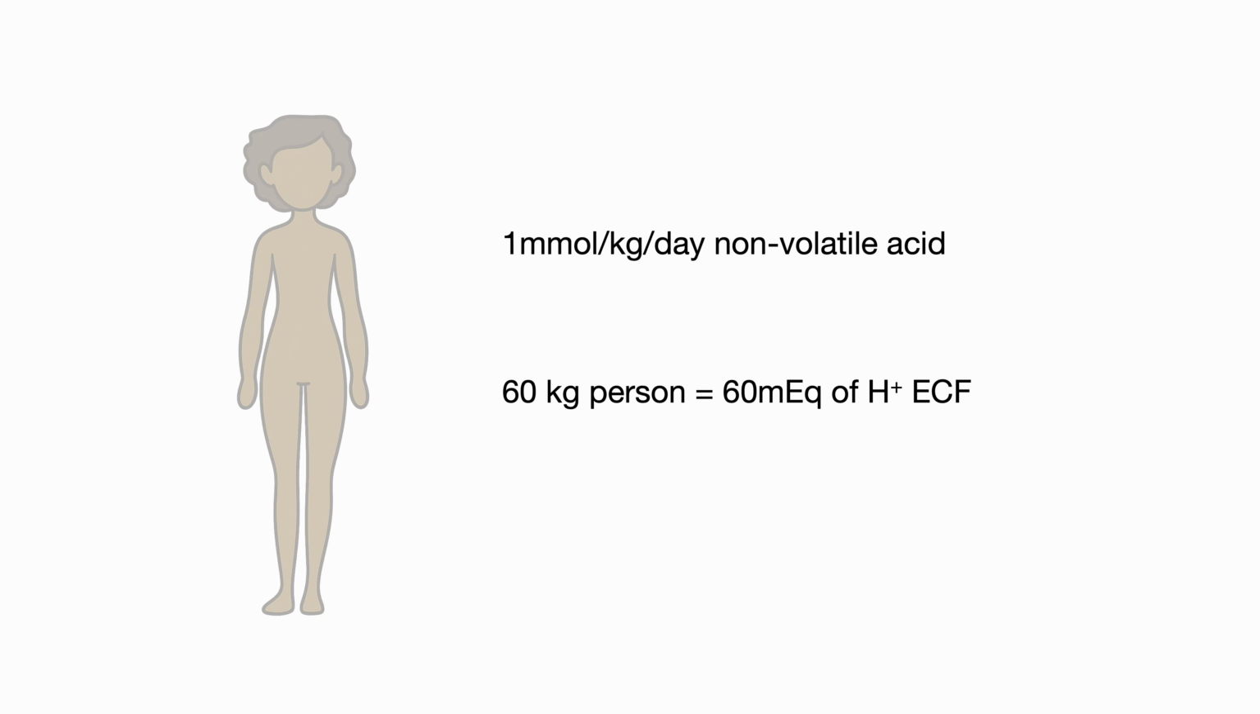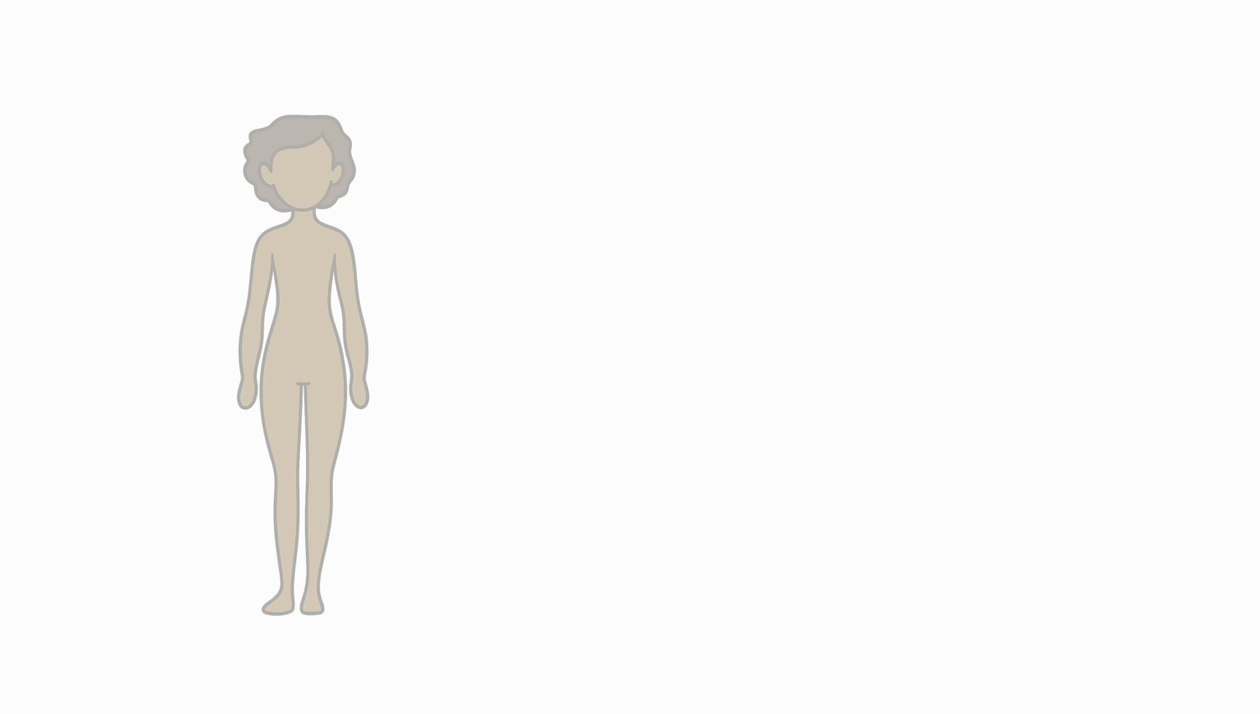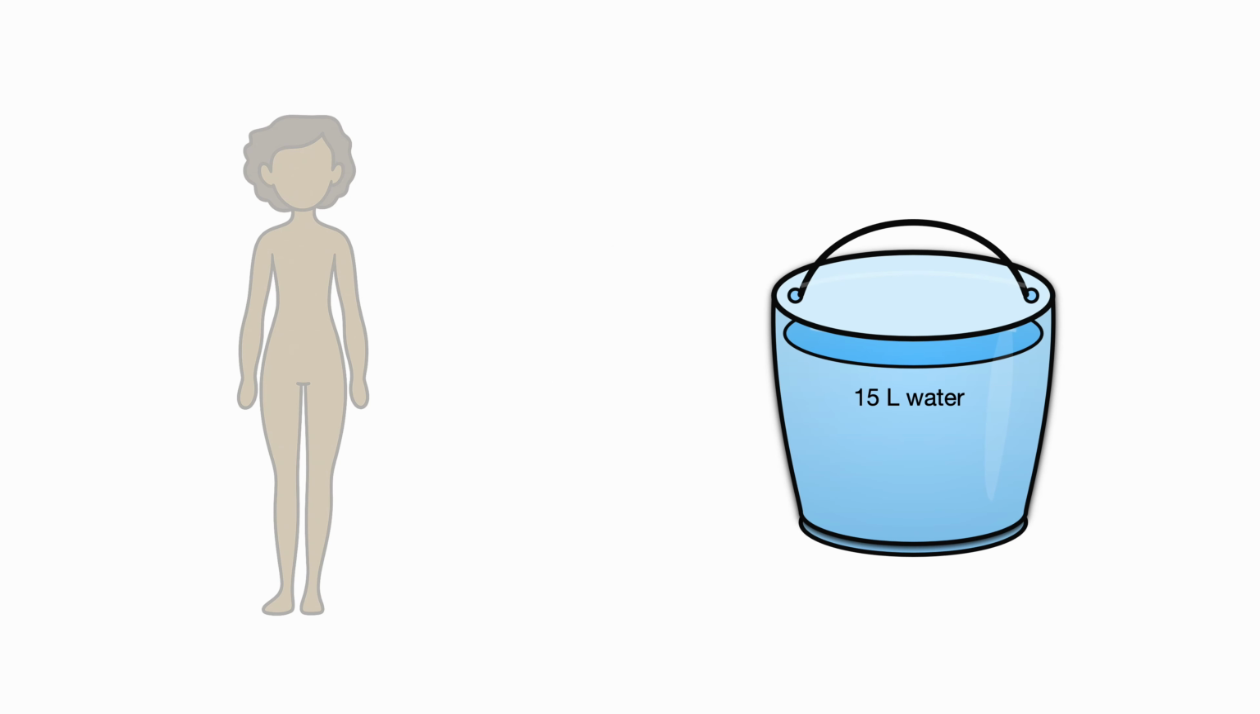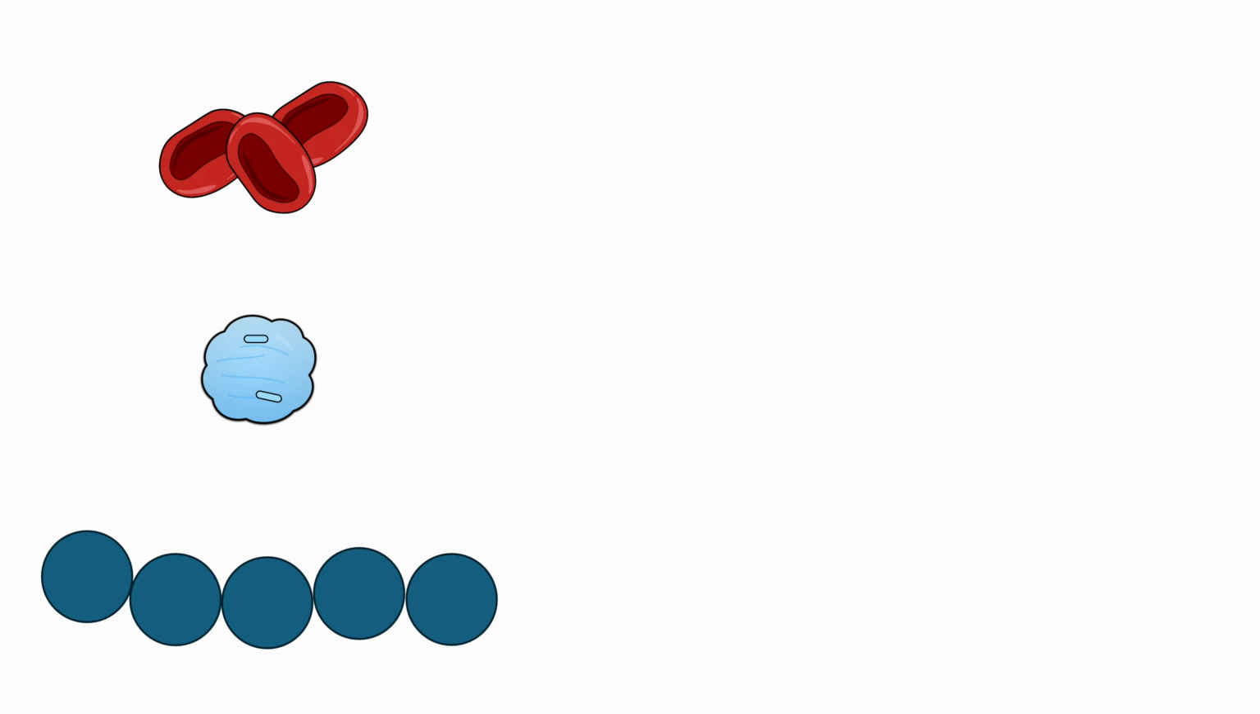To put that into context, if we added this much hydrogen to 15 liters of water, a solution with no physiologic buffers, which is the same volume of a 60-kilogram person's extracellular fluid volume, it would result in a pH of about 2.4, which is approximately 100,000 times higher than the concentration that is physiologic normal with a pH of 7.4. Now that is a big acid load. How does a body cope even?